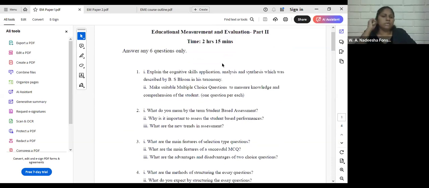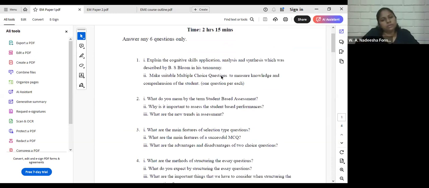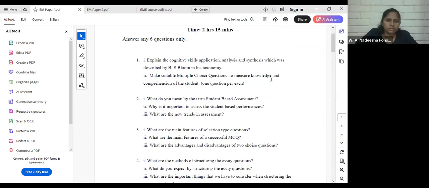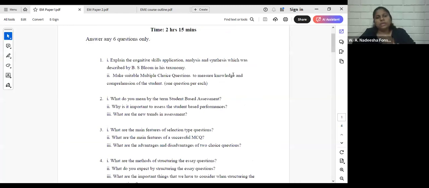Okay, answer any 6 questions only. First question, there are 9 questions. We have to discuss these 9 questions. First one, explain the cognitive skills, application, analysis, and synthesis, which was described by B.S. Bloom in his taxonomy. How can you explain?